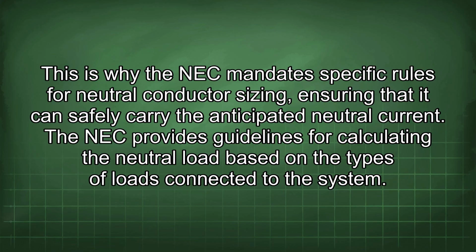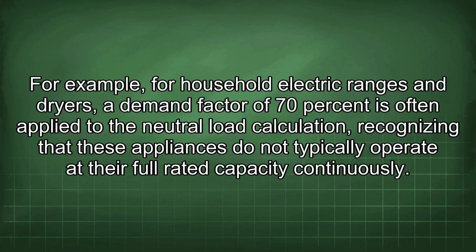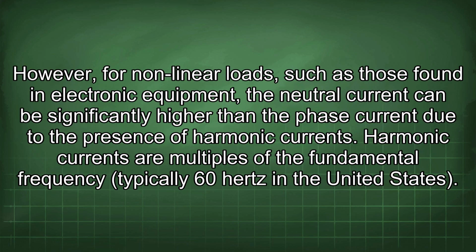The NEC provides guidelines for calculating the neutral load based on the types of loads connected to the system. For example, for household electric ranges and dryers, a demand factor of 70% is often applied to the neutral load calculation, recognizing that these appliances do not typically operate at their full rated capacity continuously. However, for nonlinear loads, such as those found in electronic equipment, the neutral current can be significantly higher than the phase current due to the presence of harmonic currents.